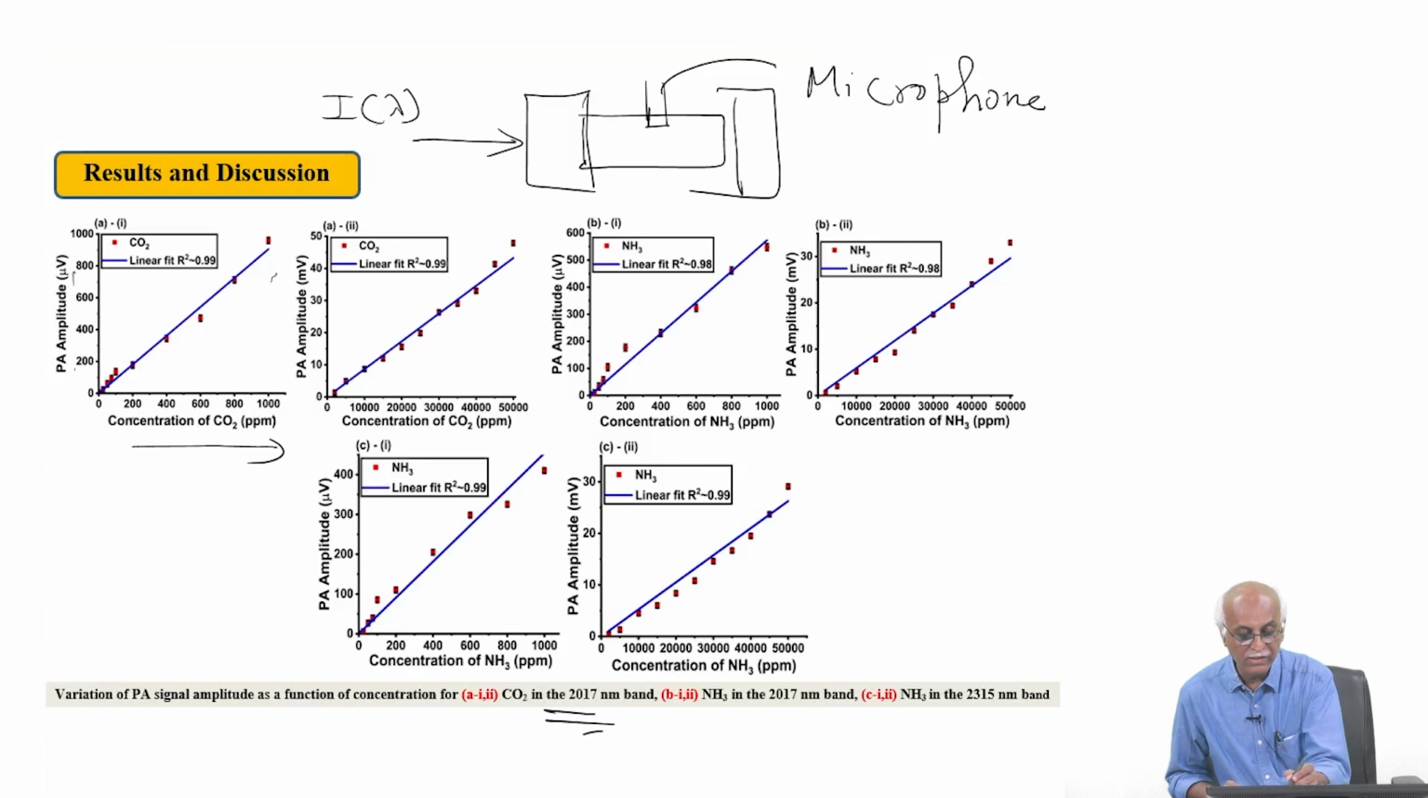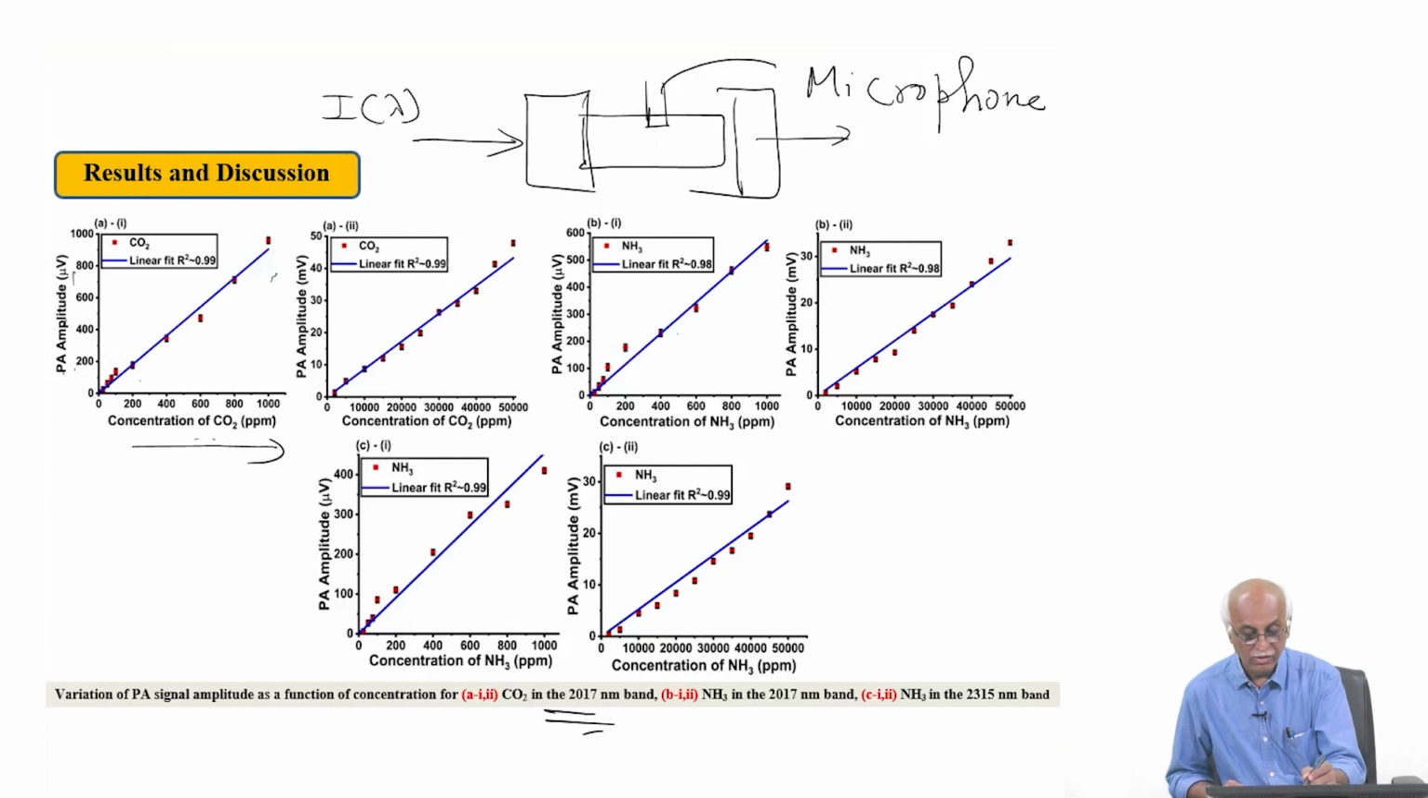When we use that, we can see the absorption by the CO2 molecules, and accordingly, based on the change in the concentration of the CO2 molecules, the photoacoustic signal is changing. And it is changing linearly, as I told you, proportional to the concentration, or partial pressure. Same is the case with ammonia and CO.